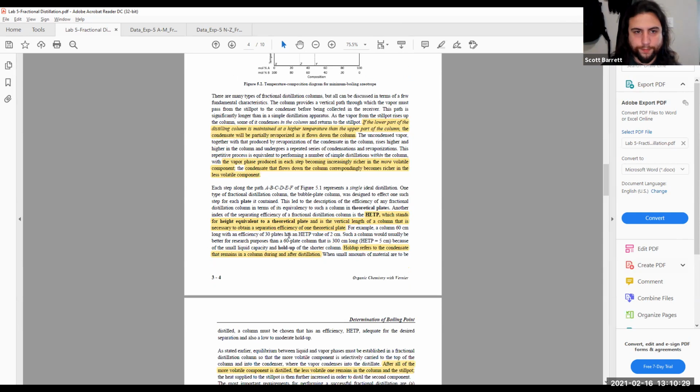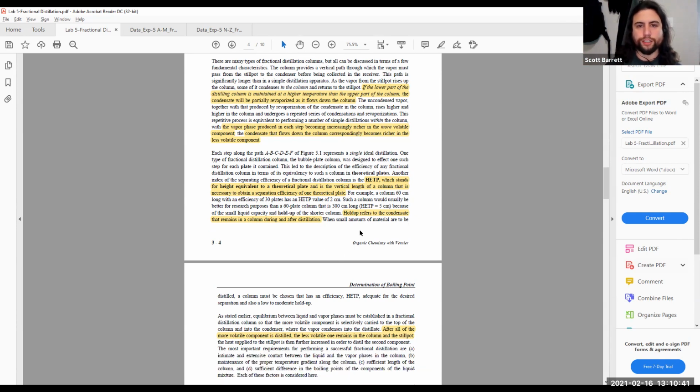So going forward, each step along the path of A, B, C, D, E, F, figure 5.1, we're reverting back to the first original image we looked at, a single ideal distillation. That is just the concept of what happens when we're performing the fractional distillation. One type of fractional distillation column, the bubble plate column, is designed to effect each one step for each plate to contain.